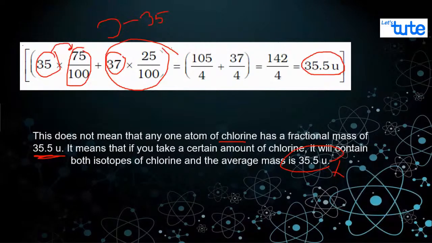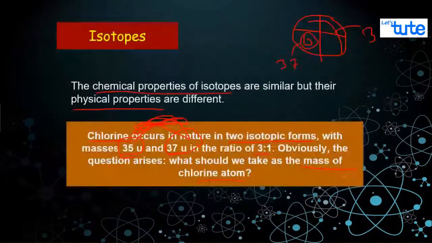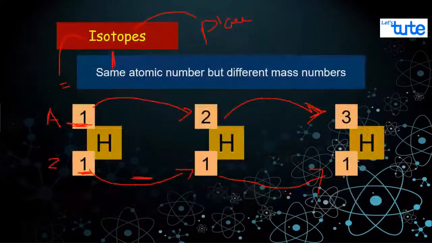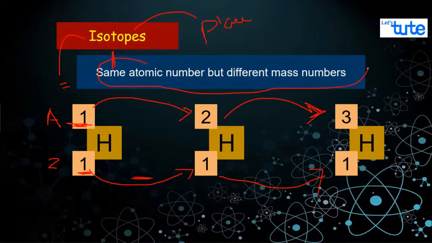You just have to understand what an isotope is. This is the definition which you are supposed to remember: same atomic number, different atomic mass number. This is the only thing you are supposed to remember for isotopes.